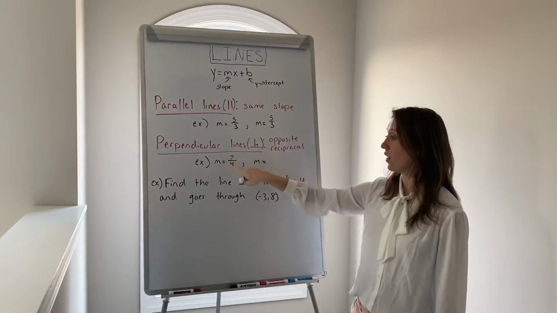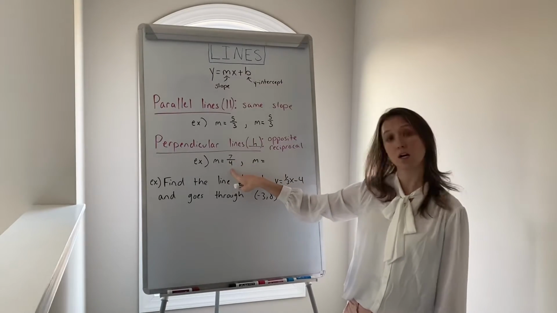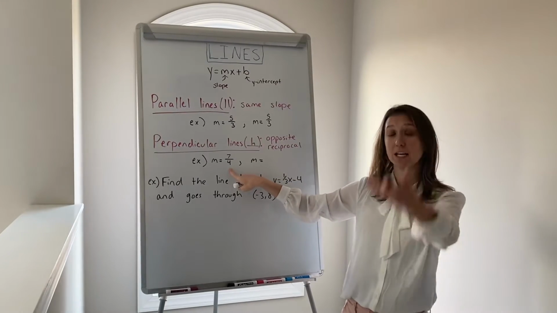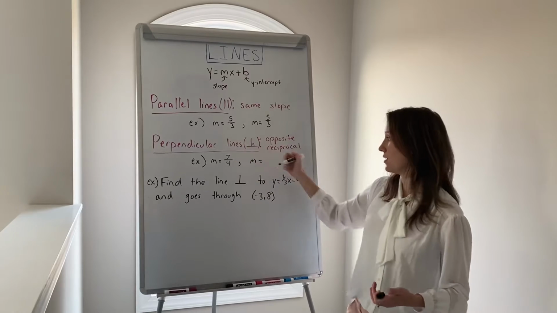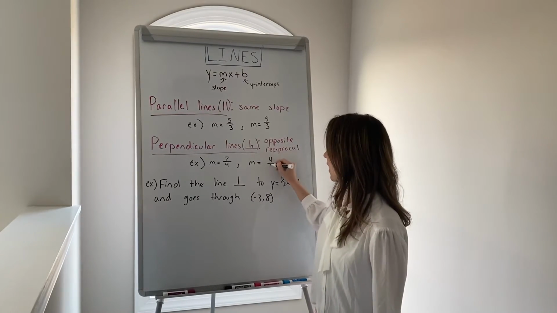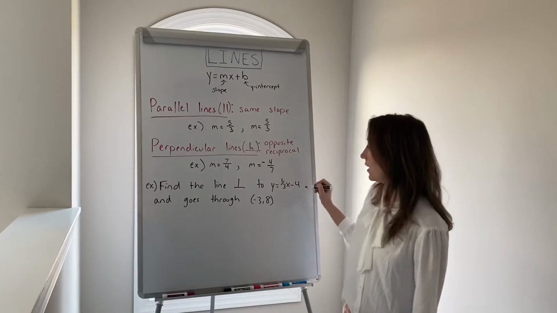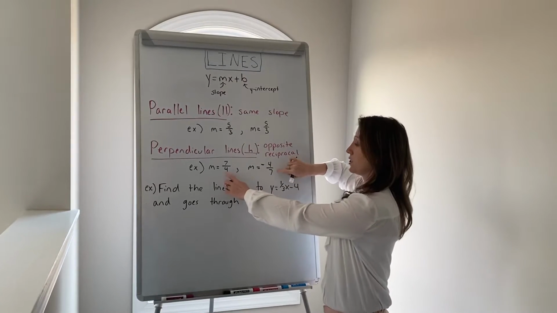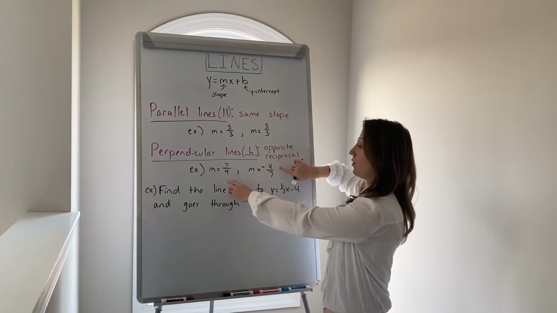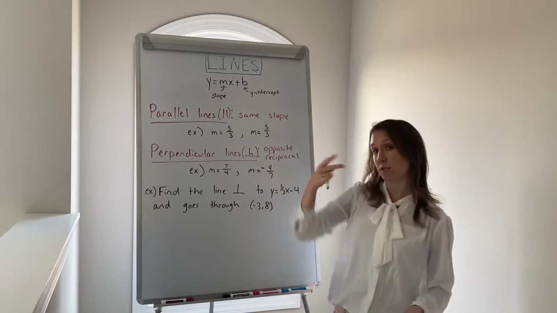So if you had one line that had a slope of 7/4 and you wanted the slope of the line perpendicular to that, you flip this, so that would be 4/7, and you change the sign. Since this is positive, the new slope would be negative. So these two lines with these slopes would be perpendicular because their fractions are flipped with different signs.